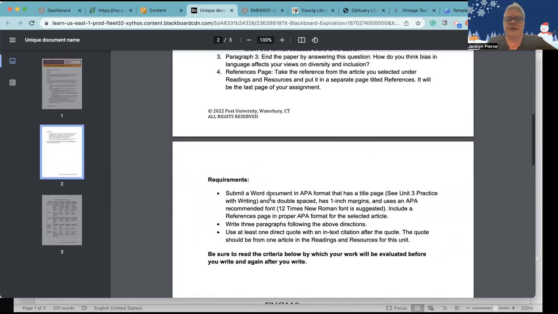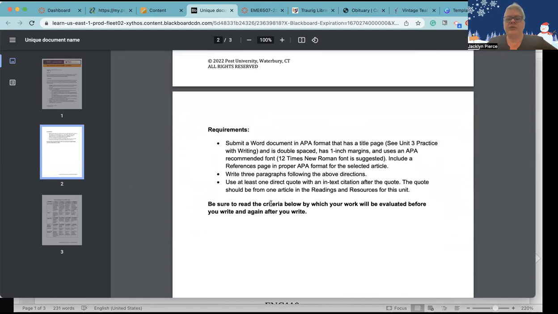of your assignment. You will do this in a Word document, and I've sent you guys several times the Word template in APA format that has a title page and is double spaced, 1-inch margins, and uses a standard font. Times New Roman 12 is the most common. You will also have a references page in APA format for that selected article.